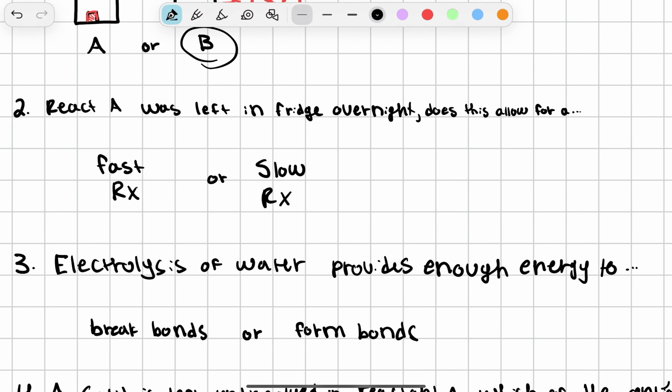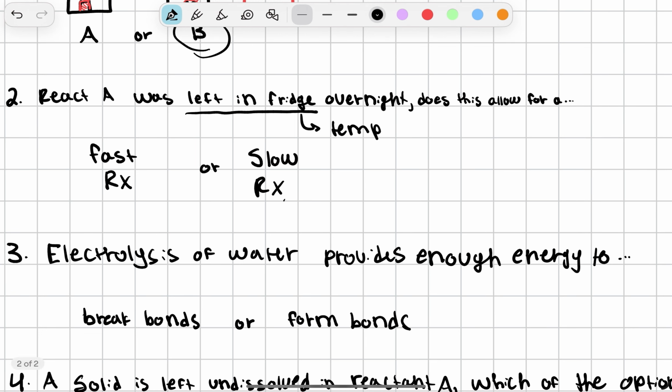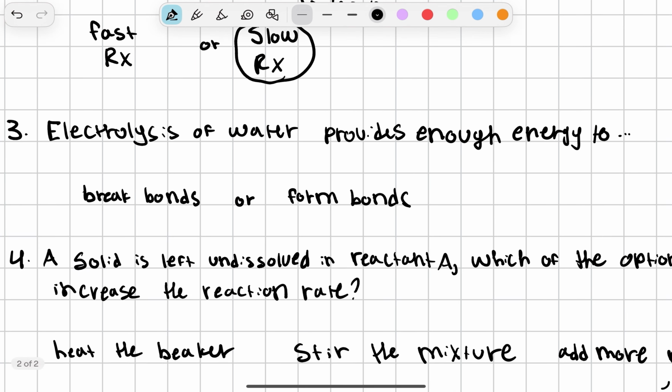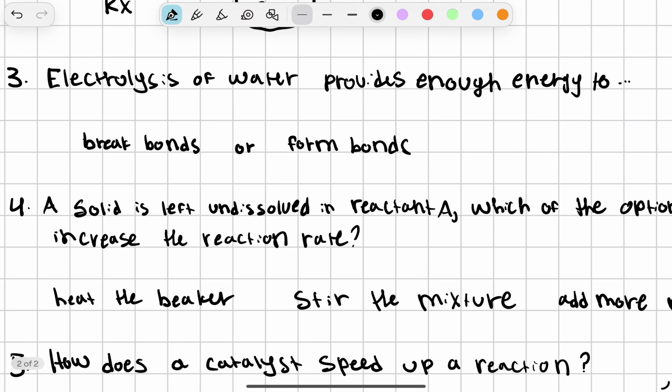2. Reactant A was left in the fridge overnight. Does this allow for a fast reaction or a slow reaction? Well, if we left something in the fridge, this is a question of temperature. And we know if we increase the temperature, there's a fast reaction. But if we decrease the temperature, like in this example, we get a slower reaction. Number 3, electrolysis of water provides enough energy to break bonds or form bonds. From before, we know that electrolysis breaks bonds. An example of this is the electrolysis of water.